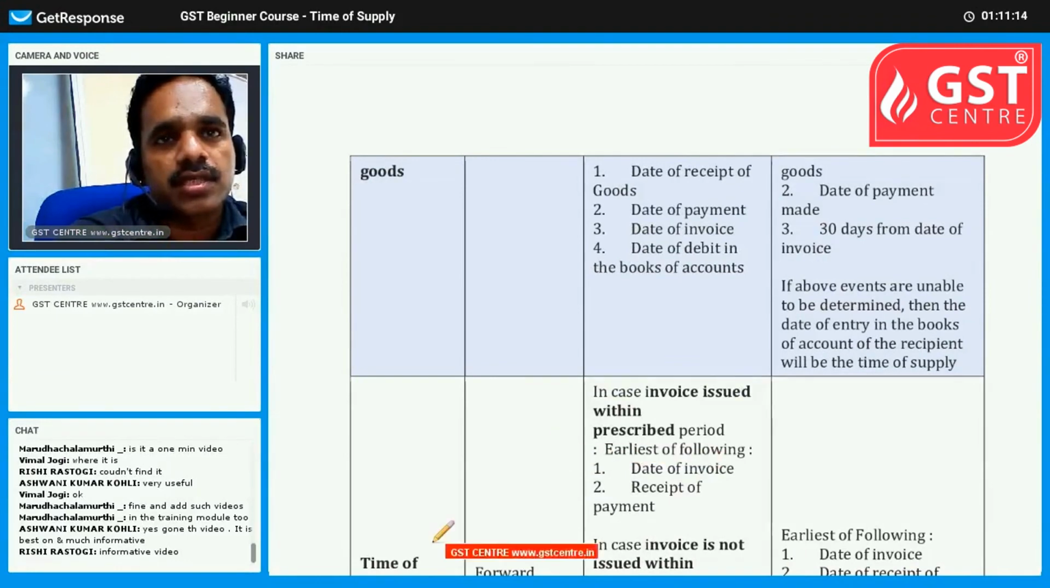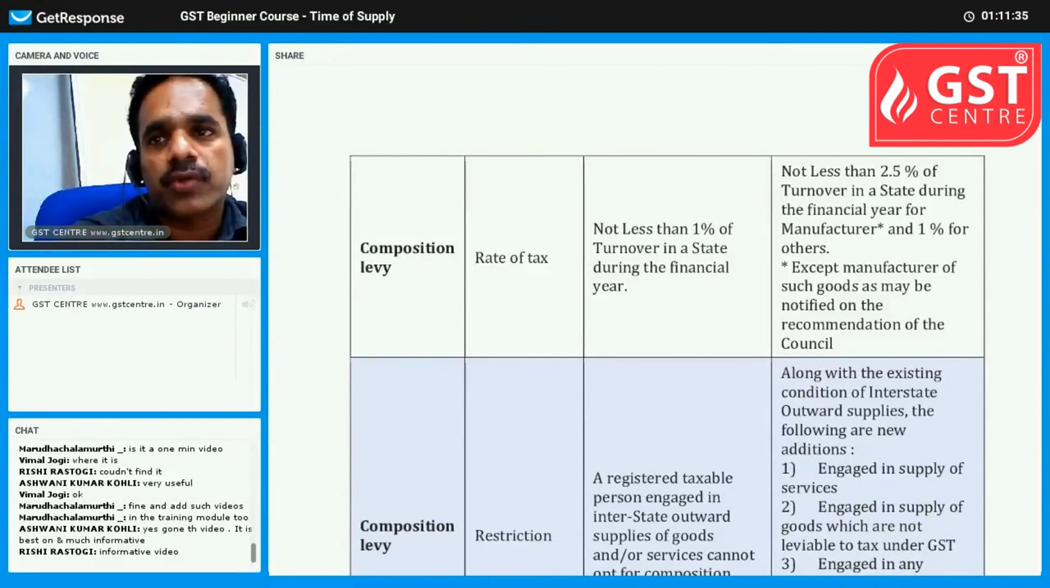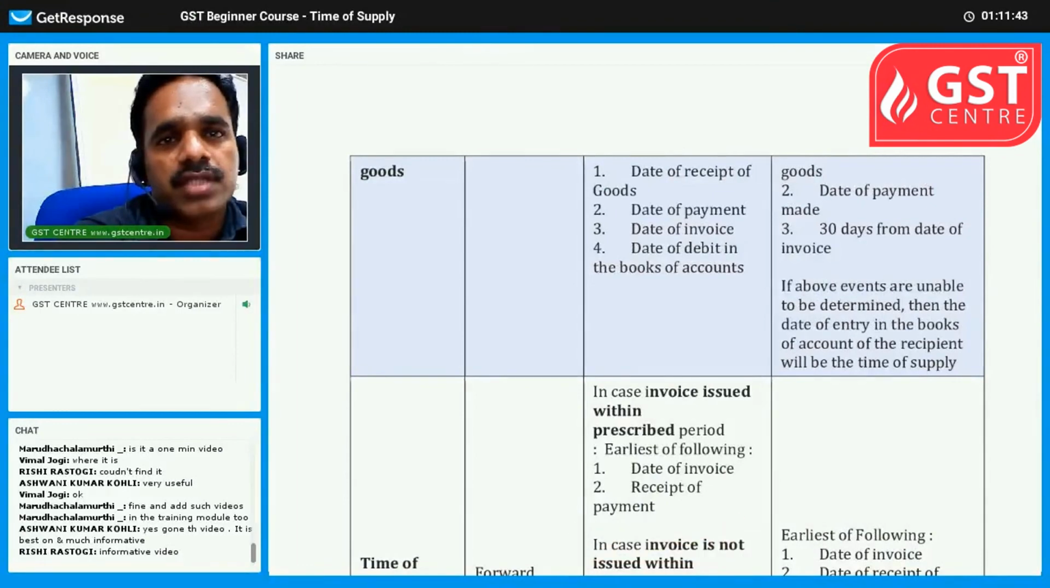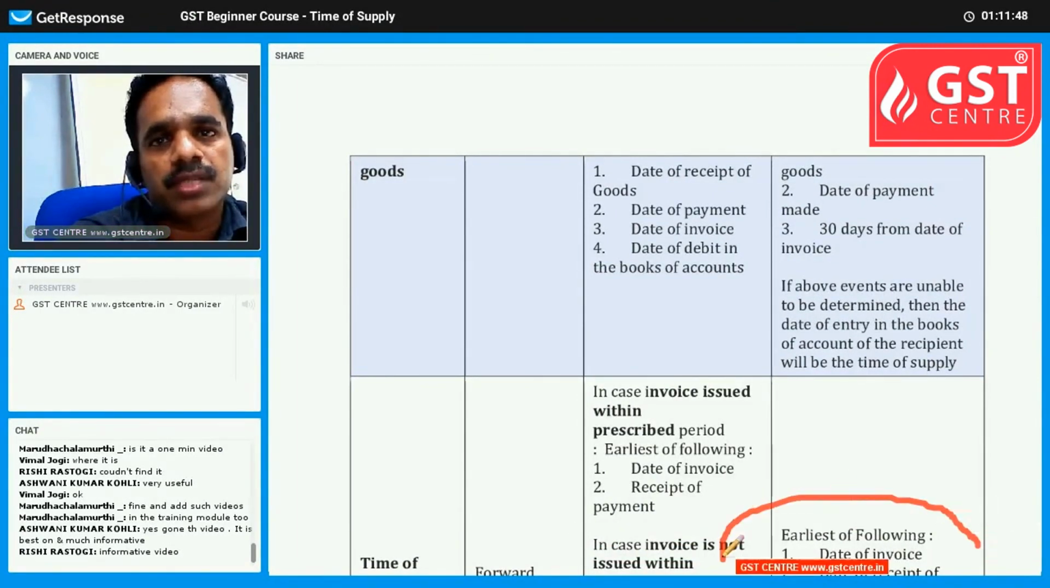Here you can see the time of supply of services for forward charge, and for that reverse charge is given. Some points are clear, and some more points are there. For both goods and services it is given for forward charge and reverse charge. As per the revised model GST law, it is the earliest of the following: date of invoice or date of receipt of payment in the case of services. Like that, a comparison is given in the books.